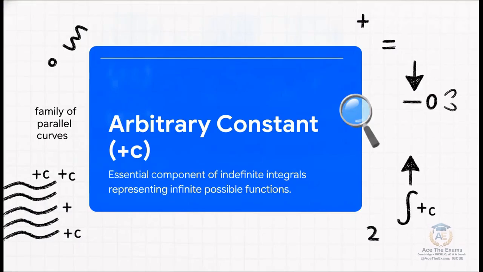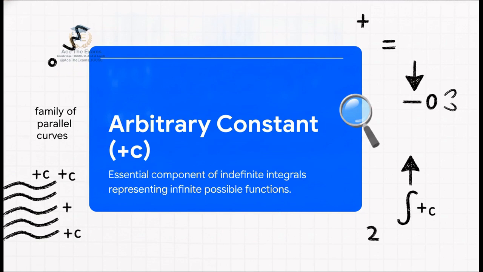Here is the formal definition we need to look at. The arbitrary constant, or what we call plus C, is an essential mathematical component of indefinite integrals, representing an infinite number of possible functions. Think about it this way. When you differentiate an equation, any constant number, like a plus 5 or a minus 20, well, it just turns into 0. It totally vanishes.